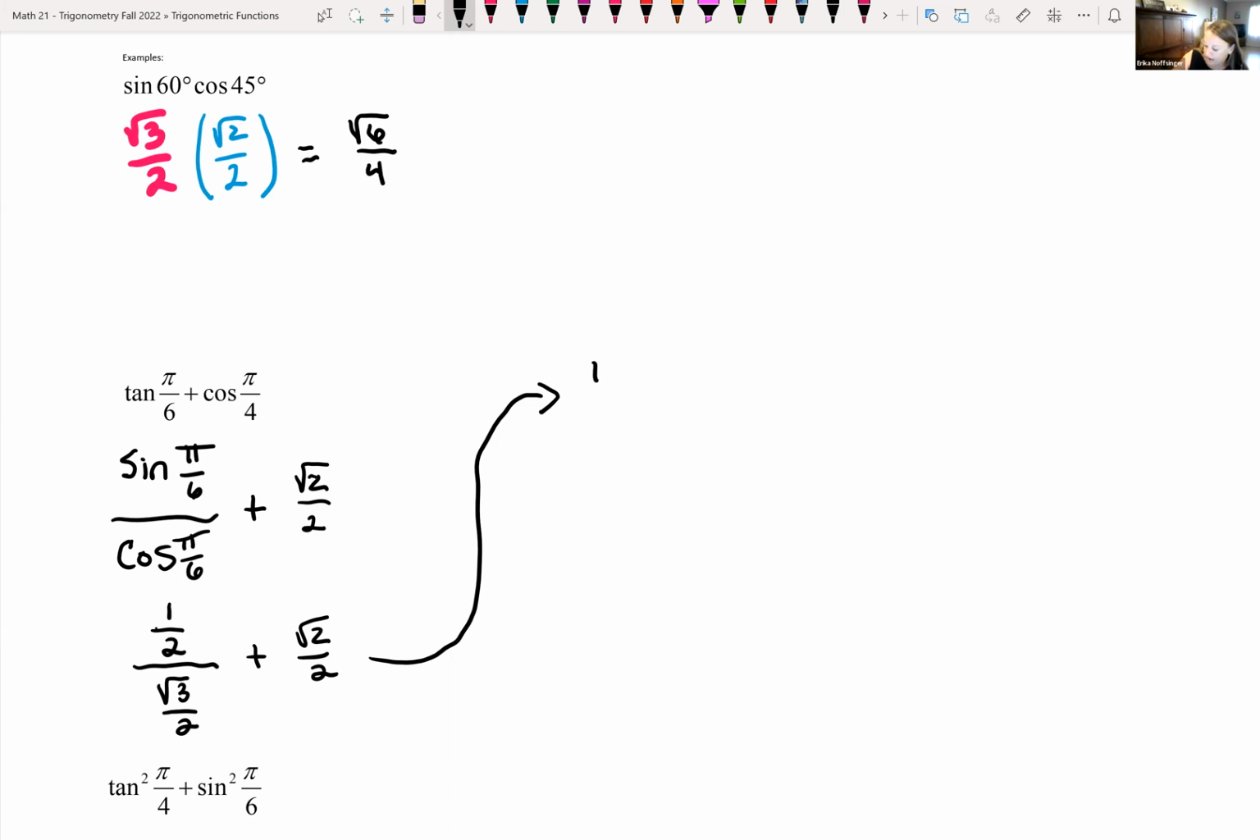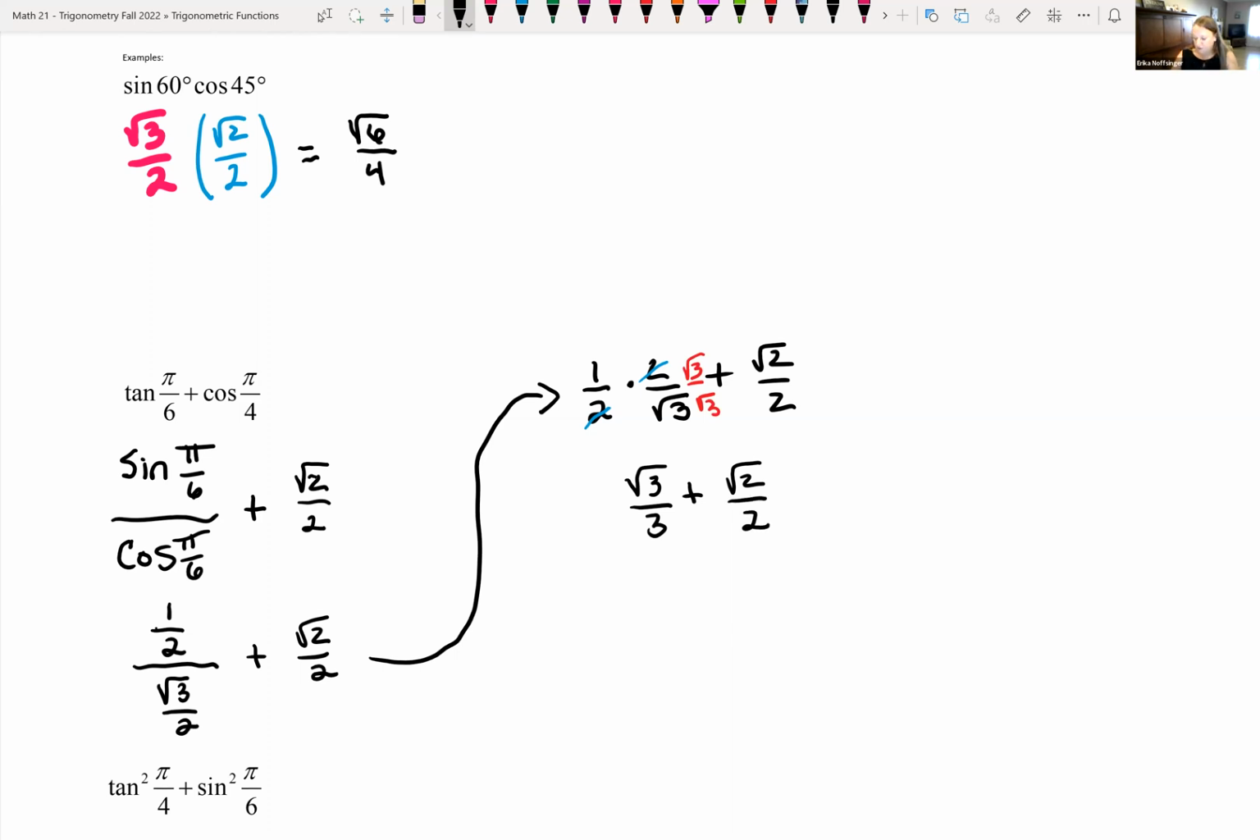So we're looking at 1/2 divided by root 3 over 2, which is the same thing as times the reciprocal, 2 over root 3, plus root 2 over 2. I notice that my 2's cancel. Also notice that I need a common denominator and I need to rationalize the denominator. So let's first rationalize the denominator for that first grouping. We can multiply that by root 3 over root 3, a fancy one. And this would give us root 3 over 3 plus root 2 over 2.